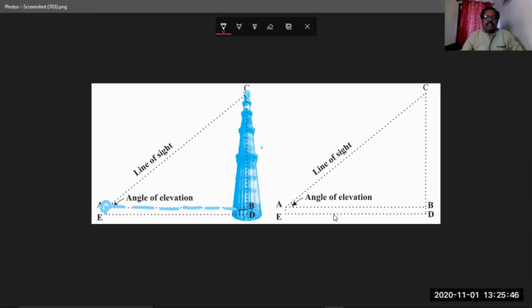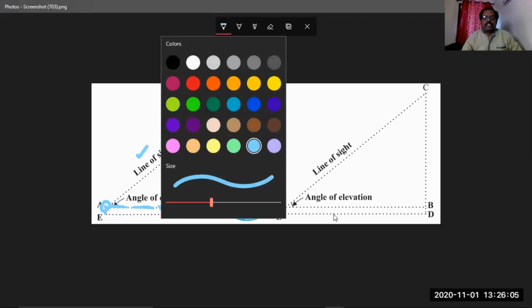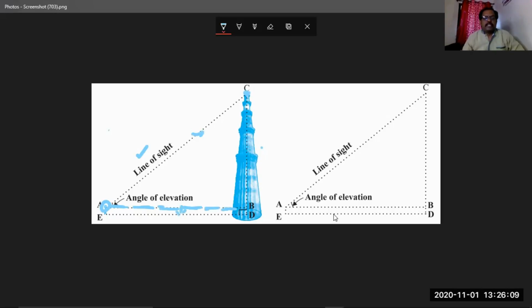And this is the line of sight that he needs to see in this direction, right? So this is the line of sight, and this one is the eye level or horizontal line. This line is known as the horizontal line or the eye level. Okay, so that is the case here. So these are some terms that we can discuss here, right? This is the eye level.